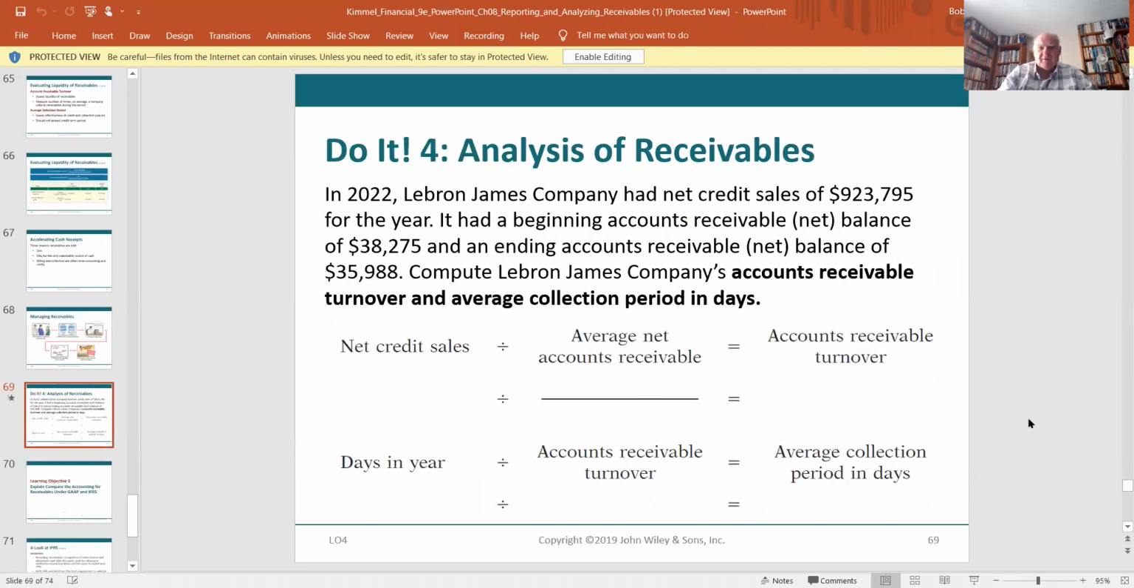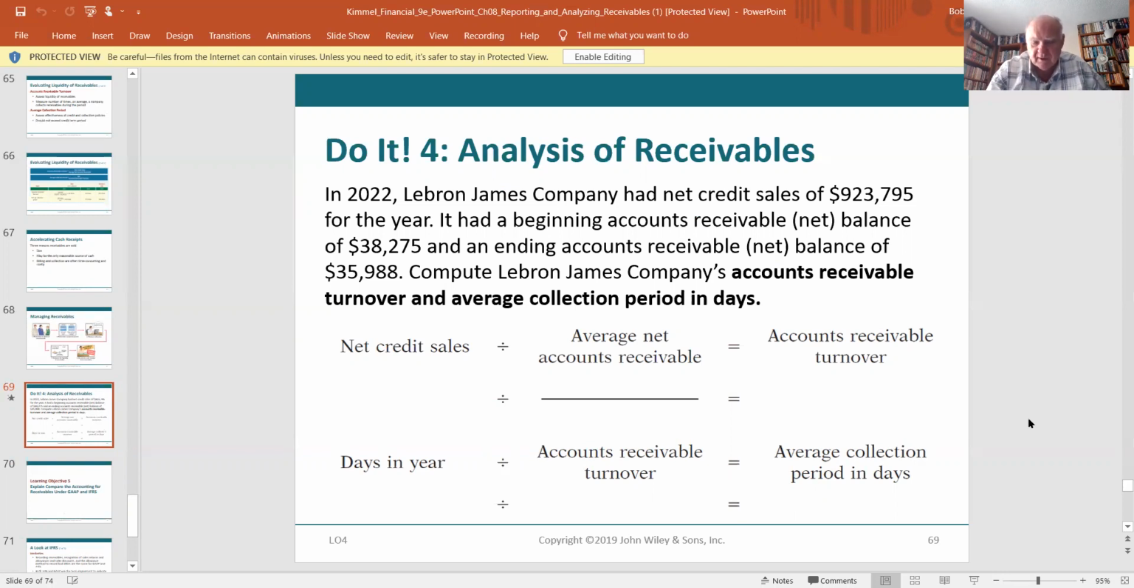Okay, they're giving us a problem here on the receivables turnover. We decided that the receivables turnover is the credit sales divided by the average receivables. So LeBron James, I've heard that name before, I can't place the name. Anyway, LeBron James had credit sales of 923,795, and it had a beginning AR and ending AR of these two numbers.